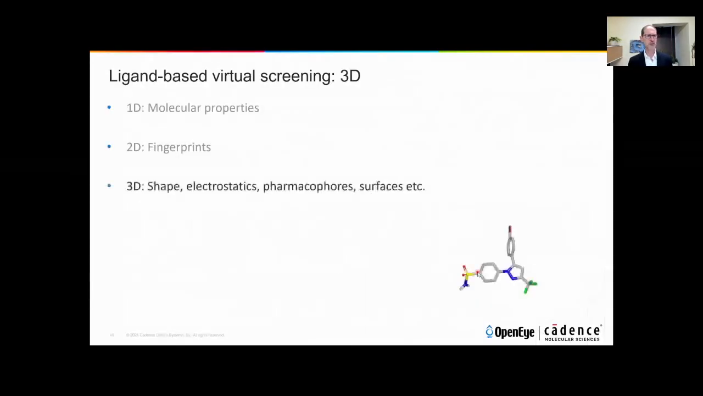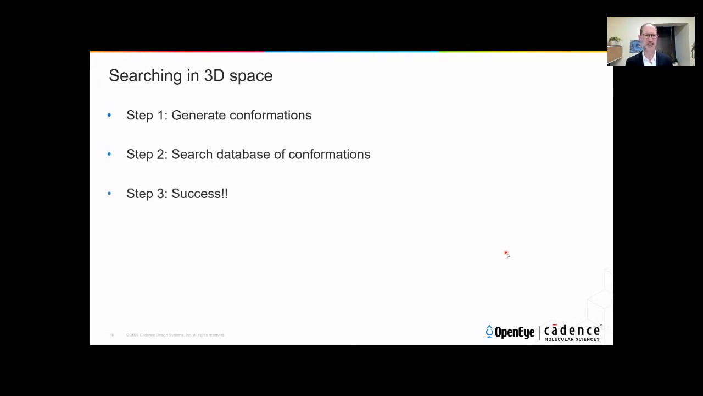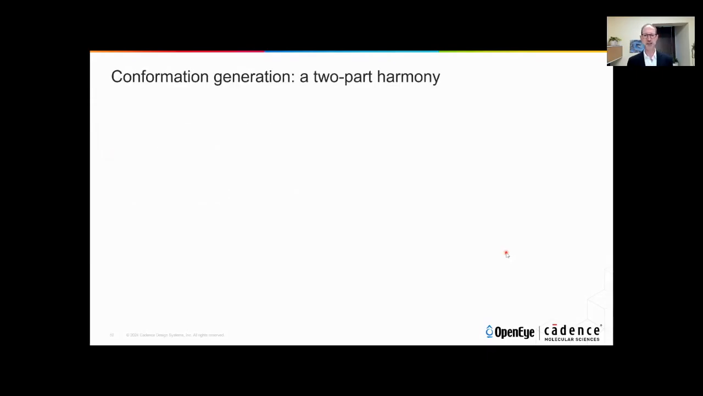So I'm going to move up from 2D to 3D and look at 3-dimensional properties such as shape, electrostatics, and pharmacophores. So here we're looking at the molecule as a 3D entity, with Cartesian positions of the atoms in space. So to do that, we're going to need to put the molecular structure in 3D. So we're going to need to generate molecular conformations. Then we're going to do the searching, and of course, then we're going to end up with success. So the pre-step for all 3D methods, of course, is generation of the conformations. So this is essentially a two-part process. The first part is sampling.